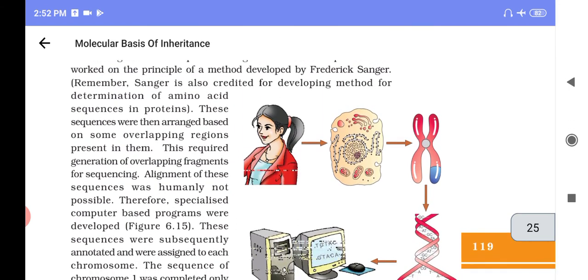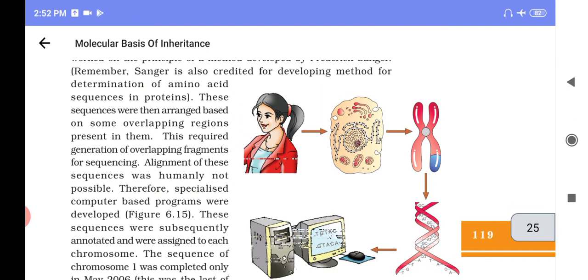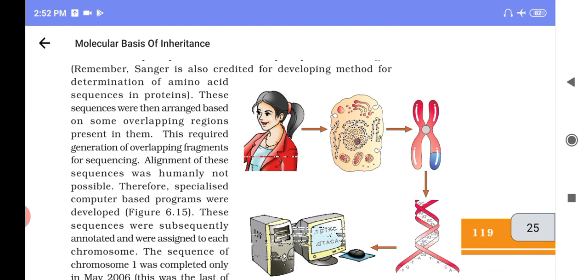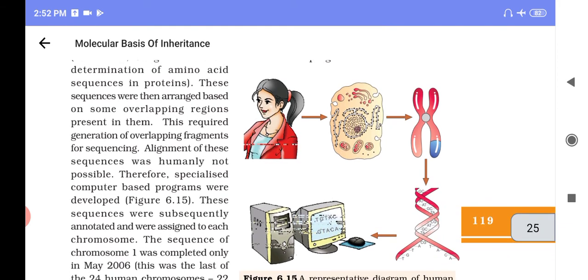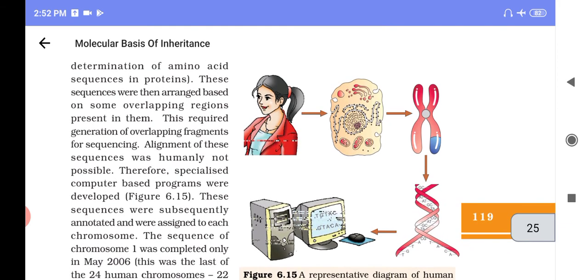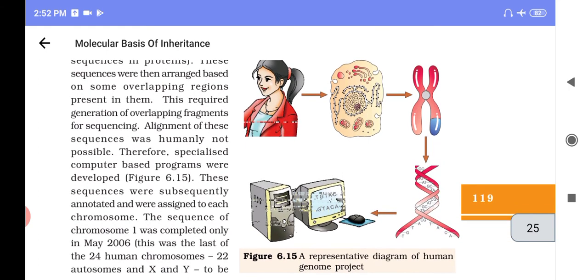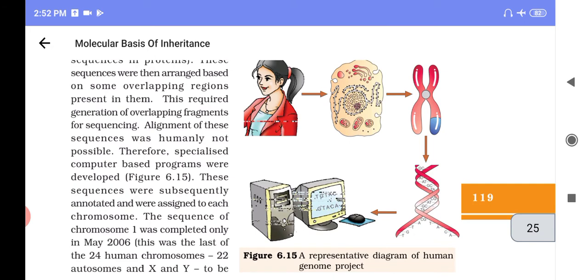These sequences were then arranged based on some overlapping regions present in them. This required generation of overlapping fragments for sequencing. Alignment of these sequences was humanly not possible. Therefore, specialized computer-based programs were developed. These sequences were subsequently annotated and were assigned to each chromosome.